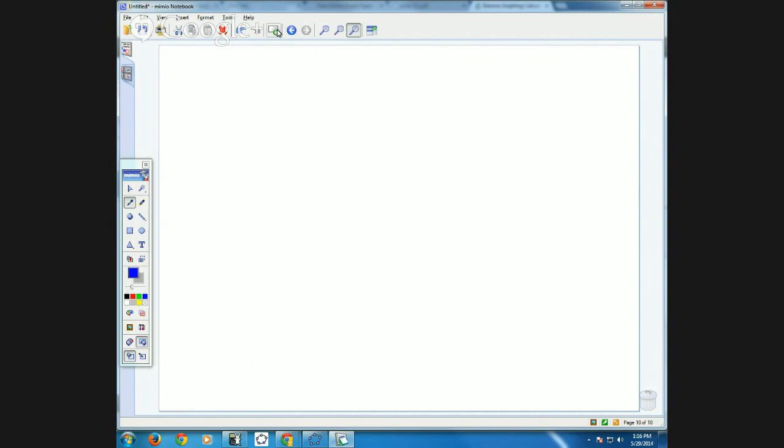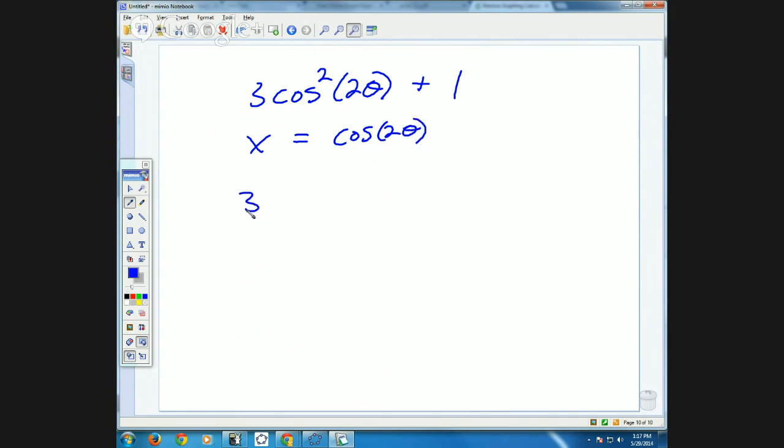So let's do it. I'm going to rewrite it as 3 cosine squared of 2 theta plus 1. I'm just going to do a little substitution. Let's let x equal cosine of 2 theta. So then this is really 3. Oh, it's not going to work. Okay, but let's try it anyway. That gives me 3x squared plus 1.